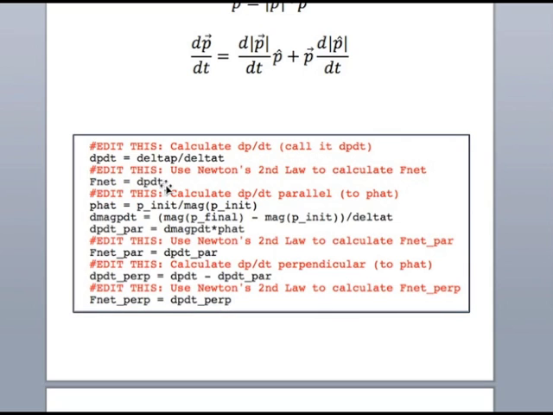F net is found using dp dt, F net parallel is found using dp dt parallel, which is solved for using each of the components discussed earlier, which was the direction of motion and the rate of change of momentum. And instead of directly solving for the perpendicular component, we subtract the parallel component from the net force to obtain that value. With that bit of algebra, we eventually obtain F net parallel, and F net perpendicular, all of which are displayed by arrows in the model.